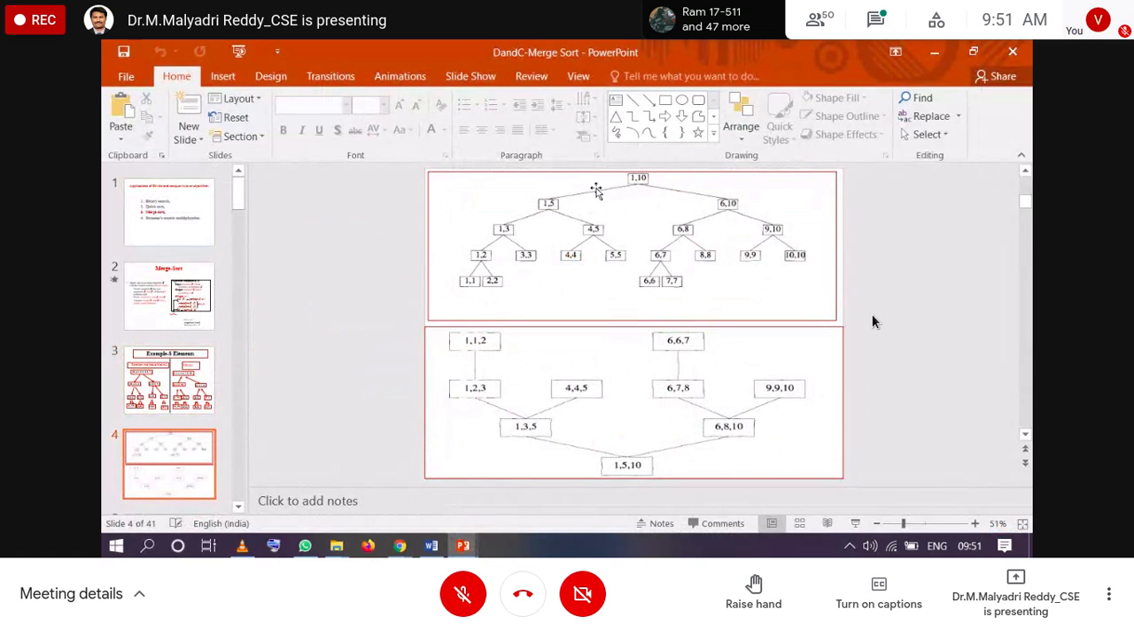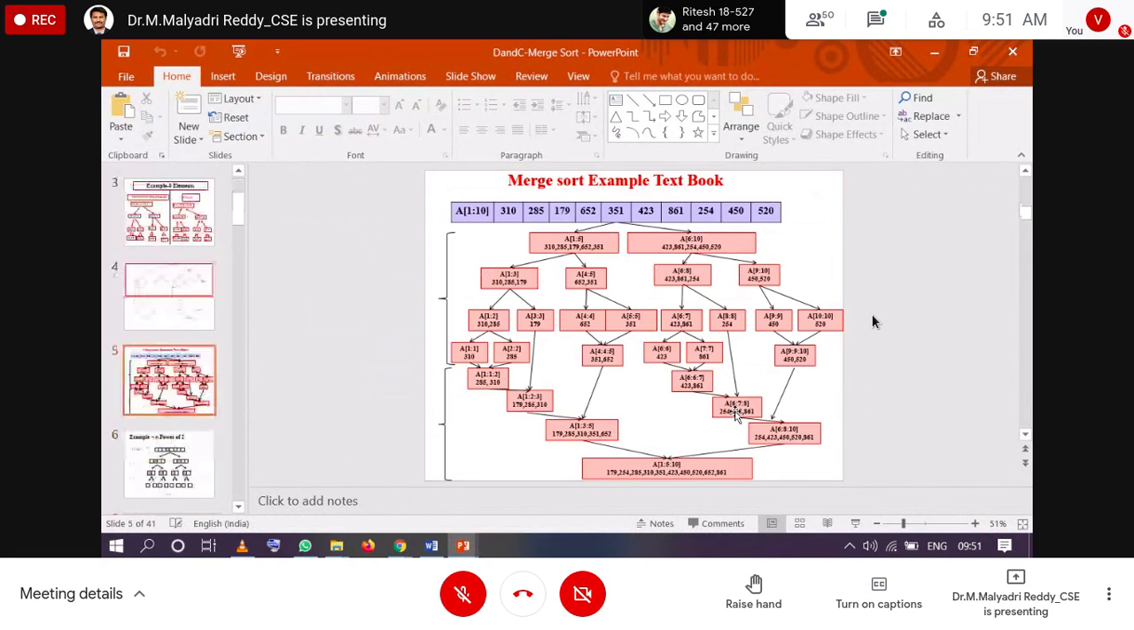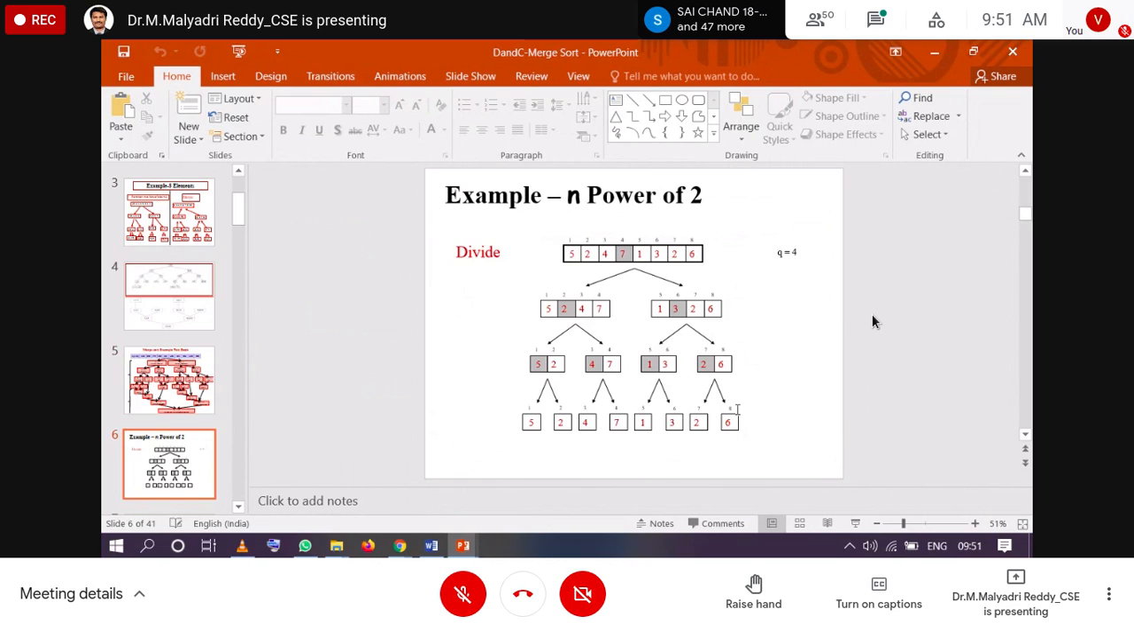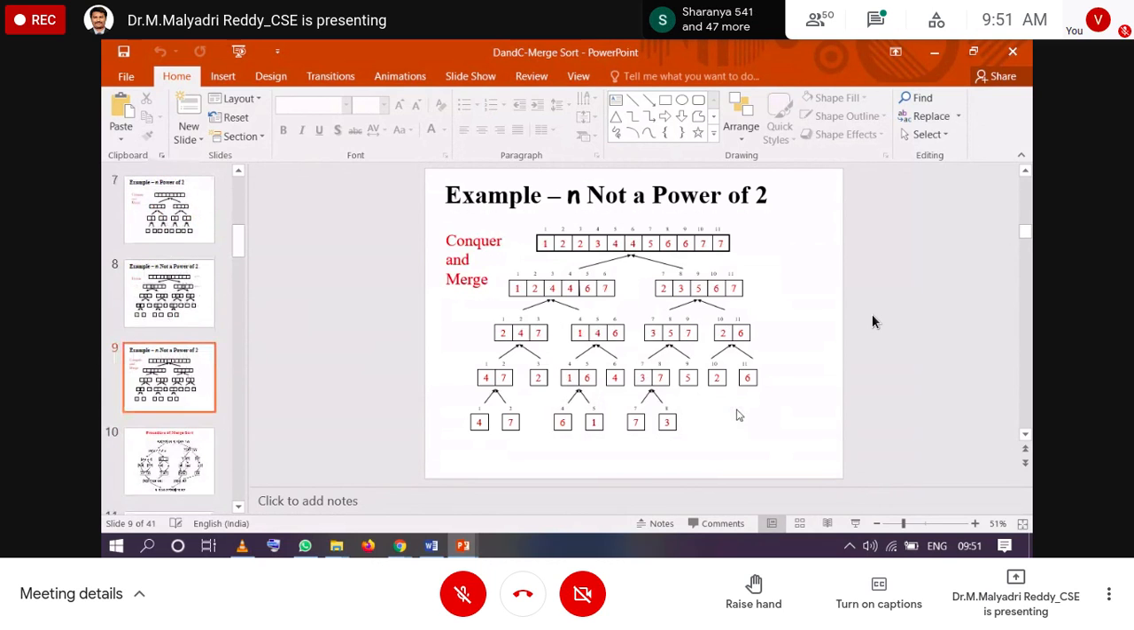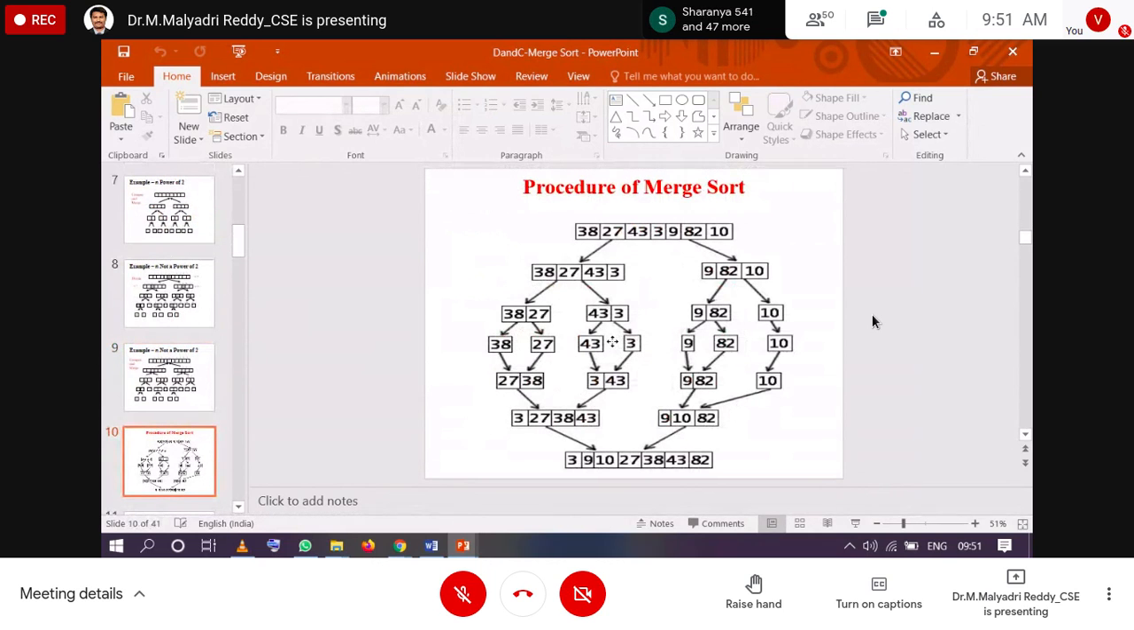First the 10 elements are represented like this. After solution, this is the tree representation of the method. This is the better way to represent merge sort. Tree dividing, tree combining, merging, dividing, merging, dividing. So this is the correct way to represent the merge sort.